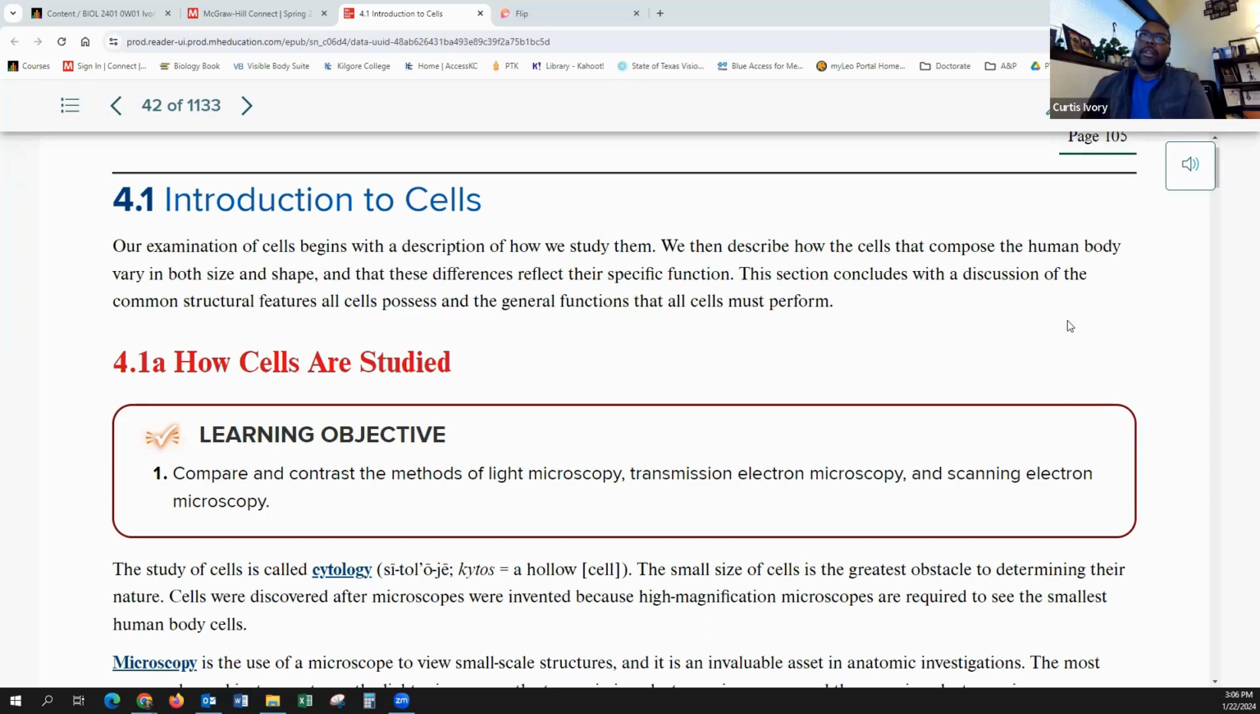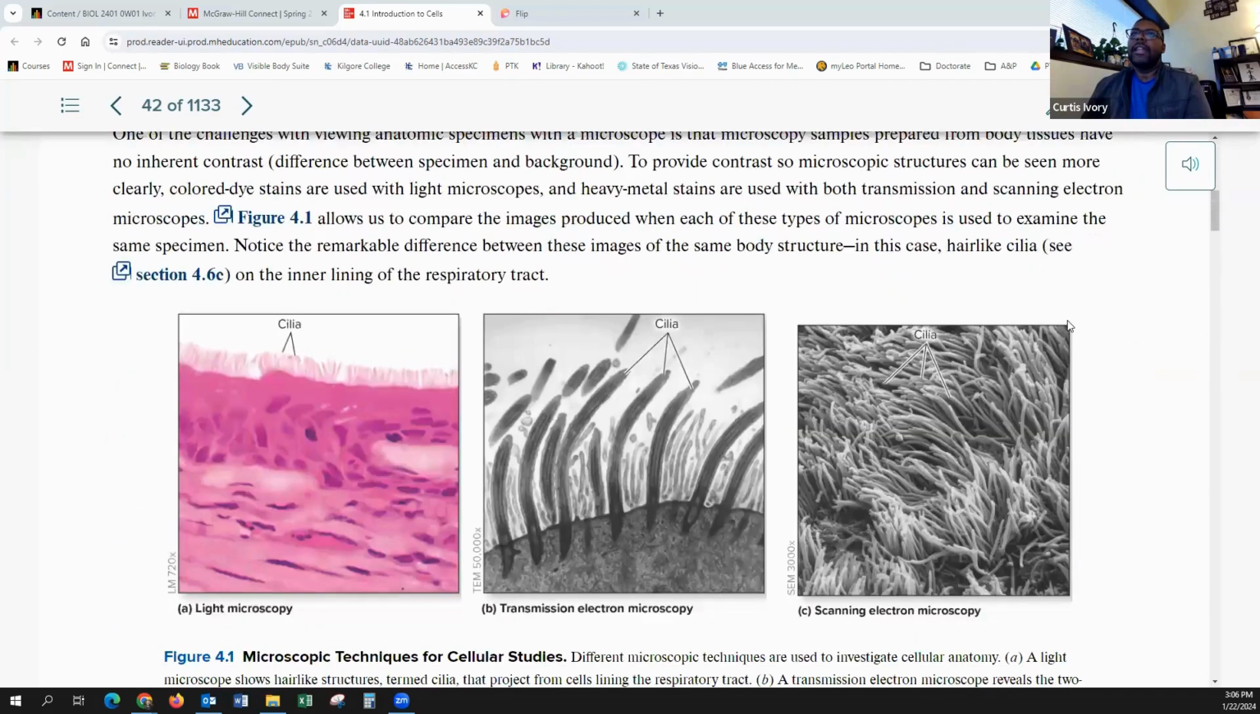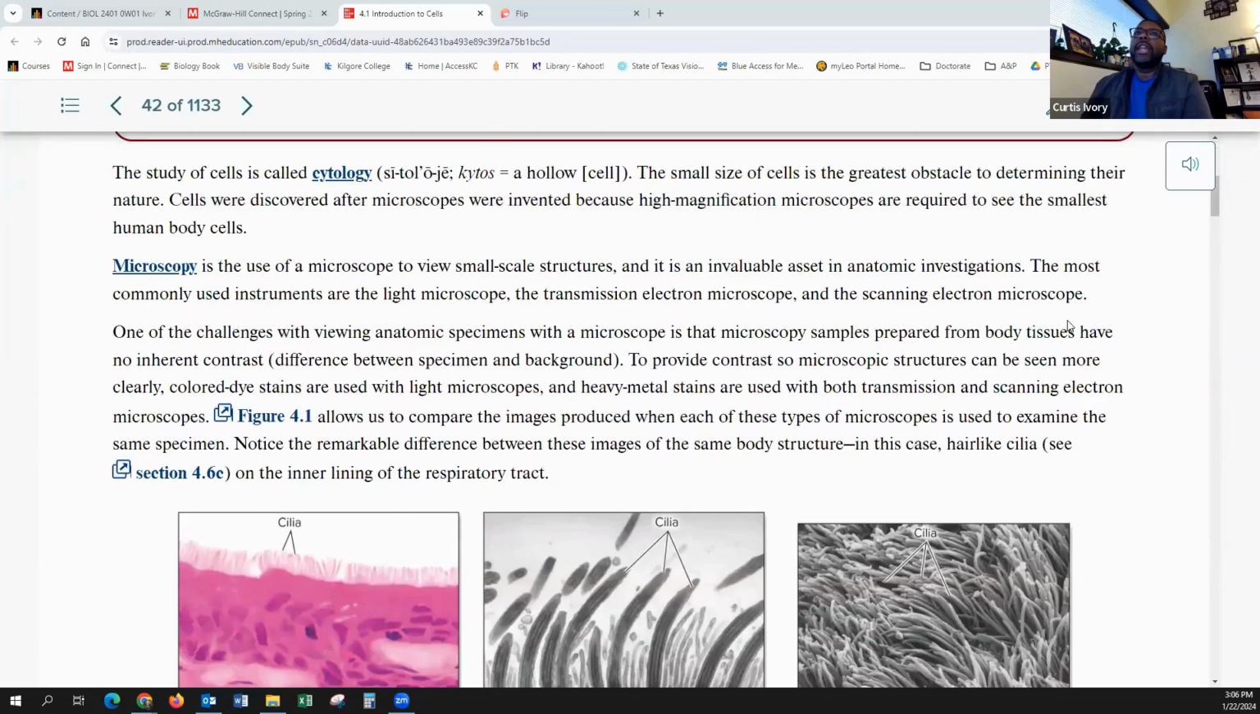All right, so for cells, you should remember cells on the hierarchy after atoms, molecules, and then organelles, and then we had cells. So we're starting to move up in the hierarchy. Cells are essentially the basic living thing that we have, the smallest living thing that we have. And in order to see cells, we have to use what's called a microscope. Microscope stands for micro. That prefix means things that are small.